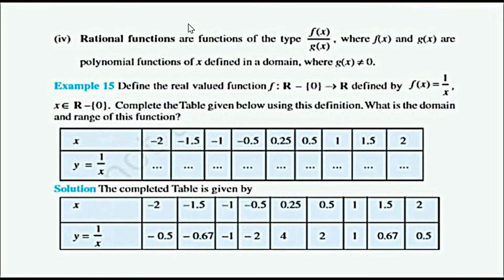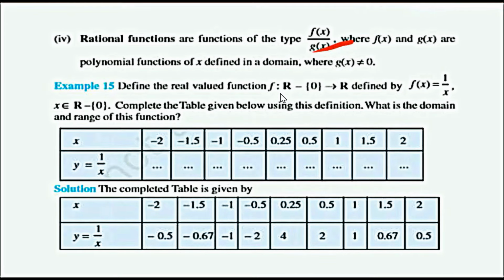Then the rational functions, these are the functions of type what? f(x) by g(x). So f(x) and g(x) are actually polynomial functions of x which are defined on a domain. What is the domain? g(x) cannot be 0. Please understand, if g(x) is 0, then this is going to be infinite, undefined. So let us take an example of this sort.